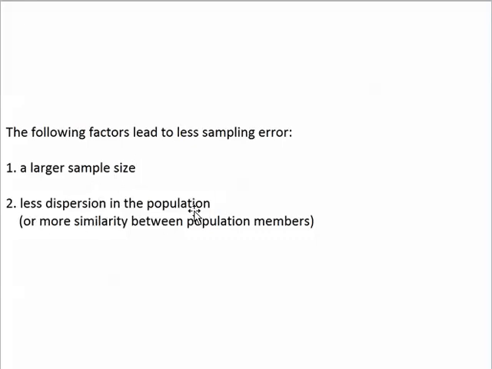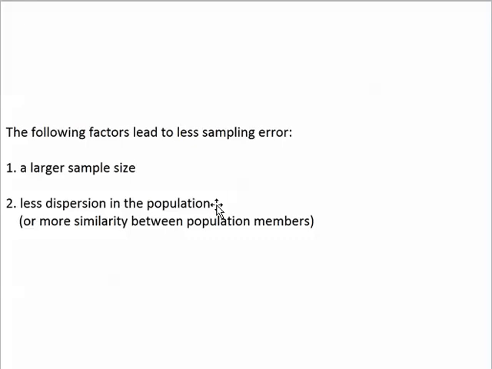Second, sampling error is typically less when there's less dispersion in the population, or more similarity between population members. When the population members are more similar to each other, you're likely to have a more accurate result and less error. When the population members are widely different from each other and vary a lot, you're likely to have more error and a less accurate result.